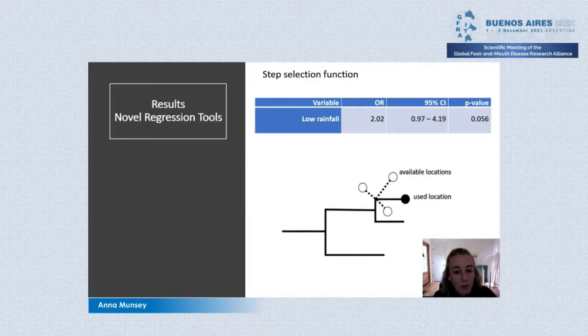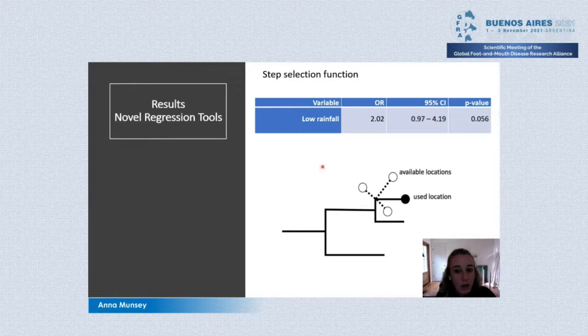For these novel regression analyses, we analyzed many of the same predictors that we did for the initial analyses: rainfall, cattle density, human population density. We also added distance to roadways and distance to international borders, since these predictors were informative in our earlier serology studies. What we found using the step selection function model was a marginal association with areas of low rainfall.